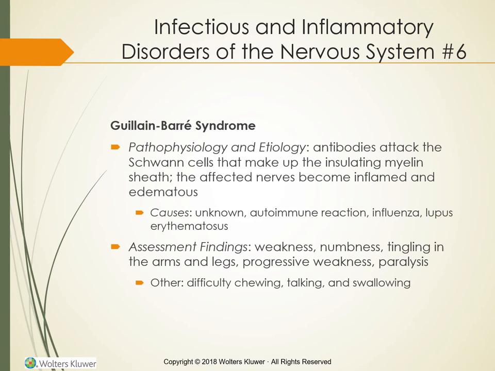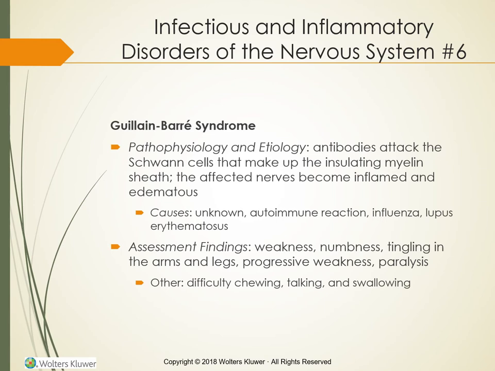Pathophysiology and etiology. Although the exact cause of the disorder is unknown, Guillain-Barré syndrome is believed to be an autoimmune reaction, see chapter 34, that follows a primary disorder, especially one that is infectious. Many clients have a history of recent viral infection, particularly of the respiratory tract. Others have a history of recent surgery or recent vaccination for a viral disease, such as influenza. The syndrome also occurs in clients with malignant diseases and lupus.